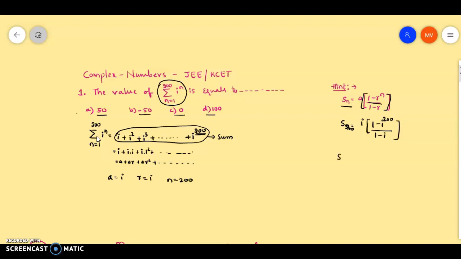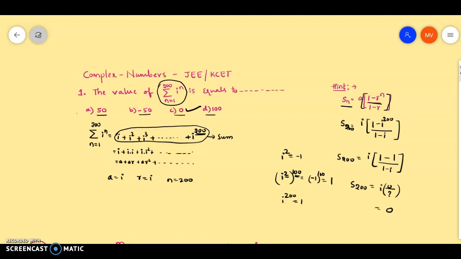That is equal to i into bracket 1 minus, you know that i square is minus 1. So i to the power 2, whole to the power 100, I will get i square value minus 1 whole to the power 100, that is equal to plus 1. It means i to the power 2 into 100, that is i to the power 200, equals 1, divided by 1 minus i. So finally I got the sum of 200 terms is equal to i into 1 minus 1, which is 0, divided by anything, that is 0. So here my option C is correct.